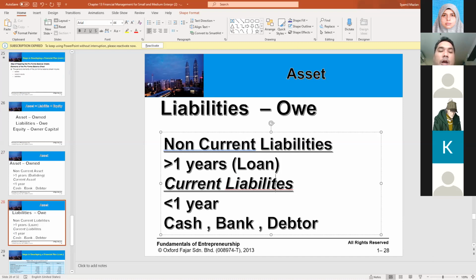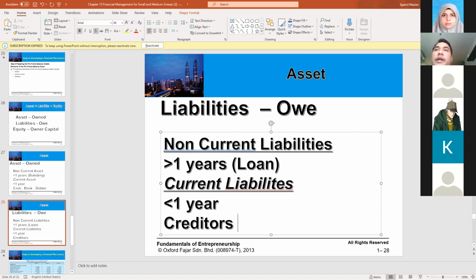Okay. How about the current liabilities? Current liabilities is less than 1 year. For example, like a creditor. So for example, I start my own burger business, and then I owe Bayan. Bayan, are you here? Hello, Bayan. Okay. For example, I owe Bayan for the patty and the vegetables. So Bayan is a creditor to me.